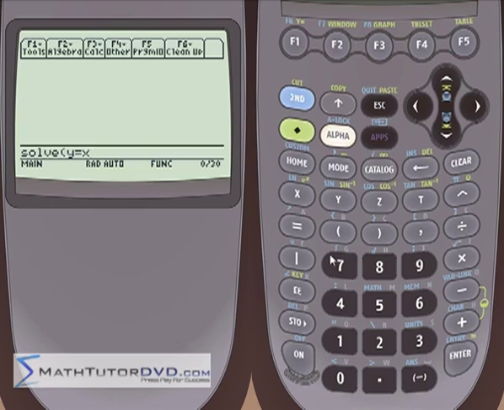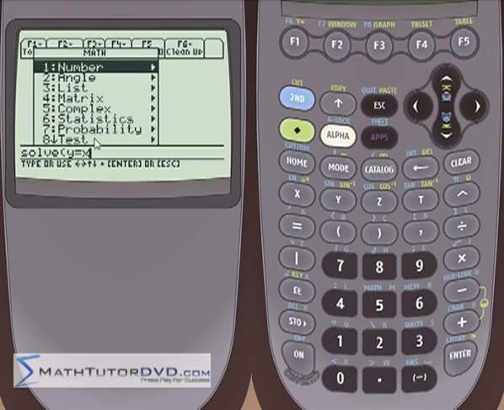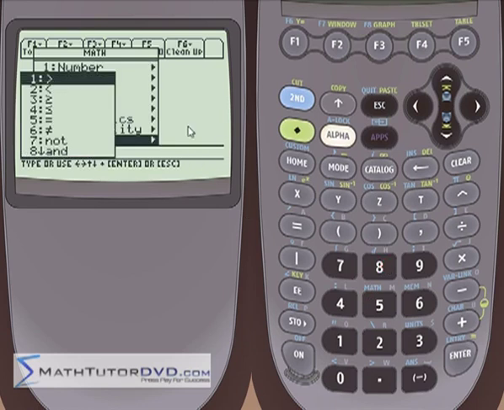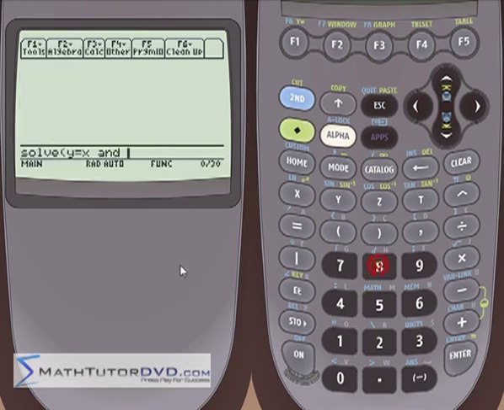For the second equation, we don't use the comma. What you have to do here is go into the math menu, second function, then into the test menu, number 8. This is where all the greater than, equal and other symbols are. Number 8 is the word and. So hit number 8, and it's going to put the word and. So this is the first equation.